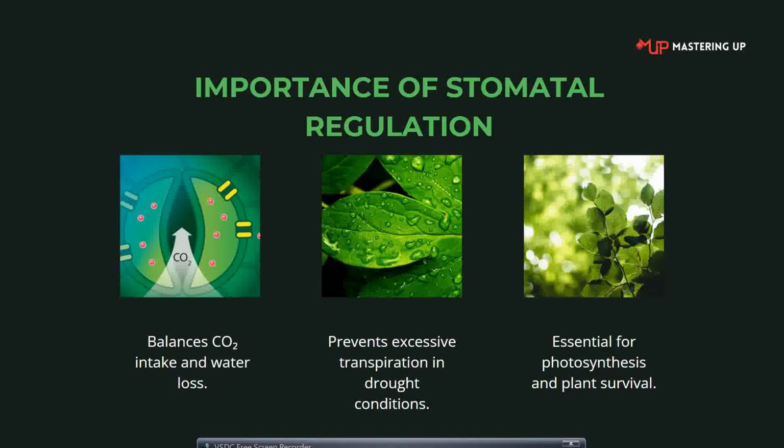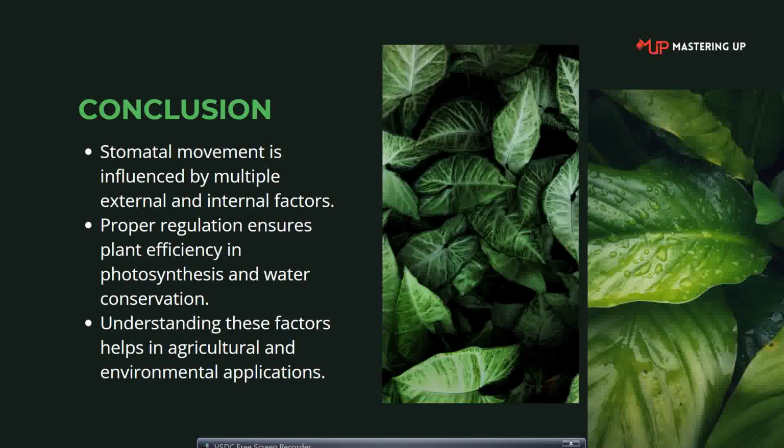Now, coming to the conclusion: stomatal movement is influenced by multiple external and internal factors, as we already discussed. Proper regulation ensures the plant's efficiency in photosynthesis and water conservation. Understanding these factors helps in agriculture and environmental applications. By understanding all these physiological and anatomical features of a plant, we can provide very good contributions to agriculture and environmental applications.